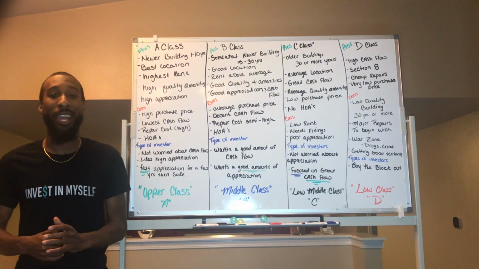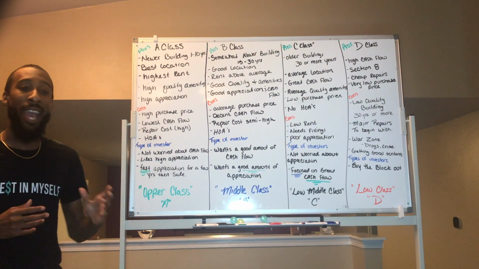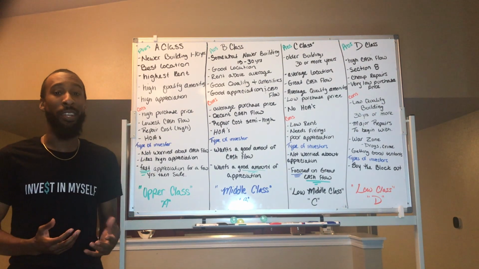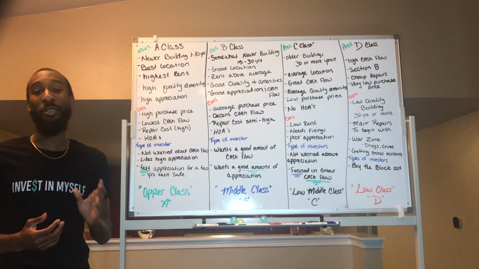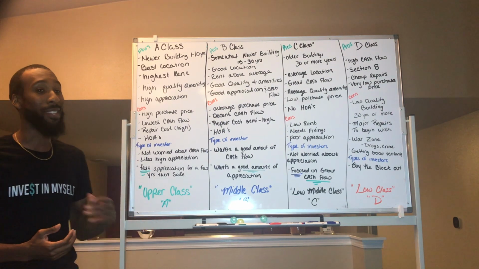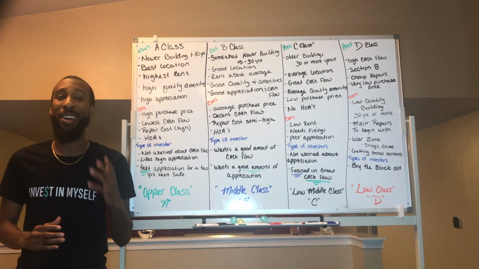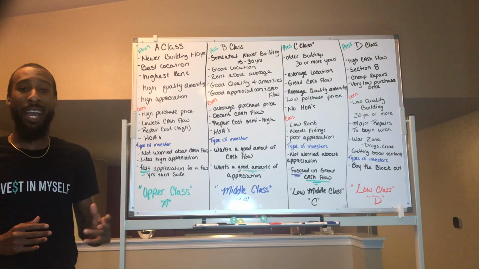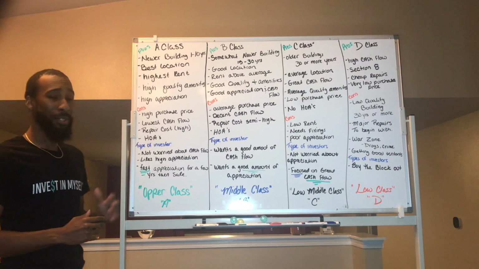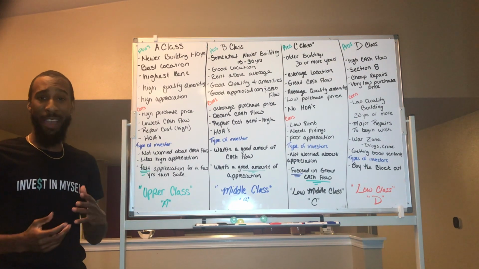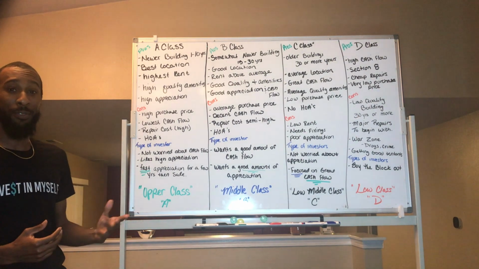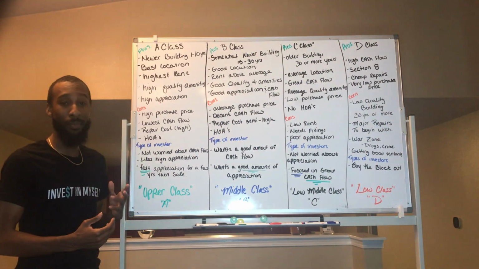Now, if you do get a B class house or neighborhood, sometimes these can turn into A class houses, and then you will see the appreciation rise even more. So some of the cons as a B class investor: the purchase price is going to tend to be average, maybe a little bit above average for these B class properties.